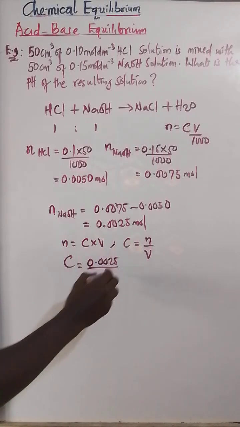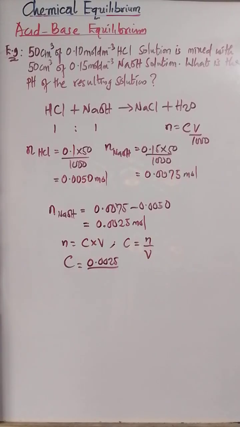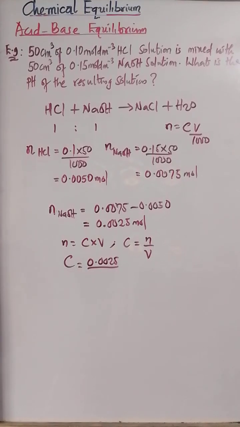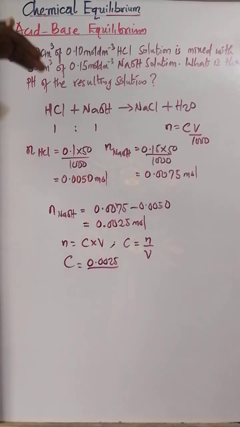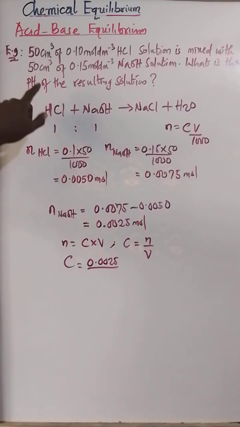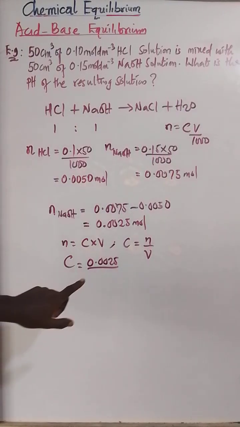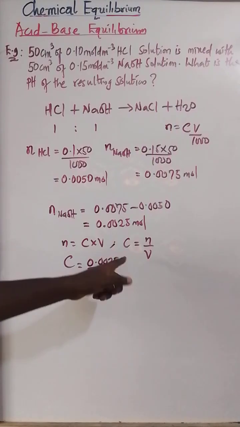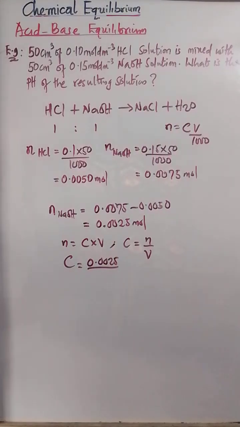0.0025 over, now what's the mole? What's the volume now? That will be the total volume of the whole solution. So in that solution, all the acid disappears, then the base will be left, but the total volume remains what? 50 plus 50, 100. So 100 cm cube. Inside 100 cm cube, 0.0025 mole is for what? NaOH.